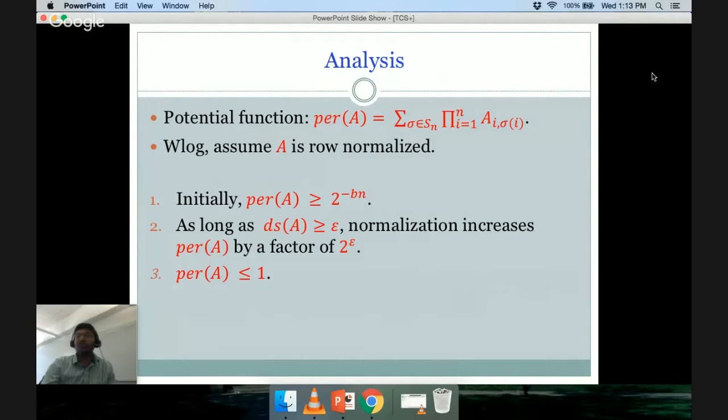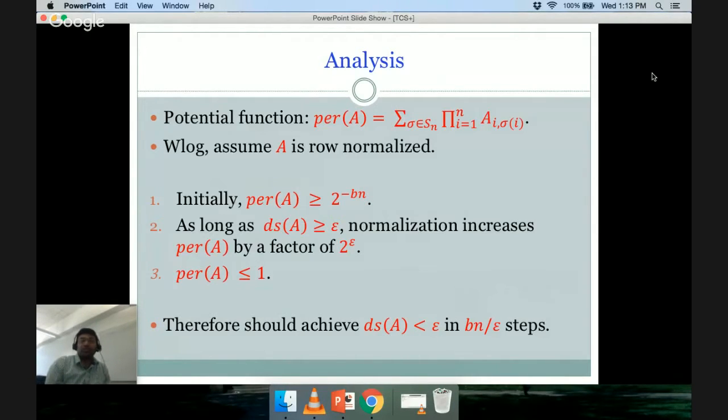This is also easy to prove, really elementary. So we have these 3 conditions, and now these obviously imply that we should achieve that the distance of A from doubly stochastic is at most epsilon in Bn over epsilon steps. The permanent has a lower bound, it keeps increasing as long as you're far from doubly stochastic, and it has an upper bound, so you must reach close to doubly stochastic in Bn over epsilon steps.